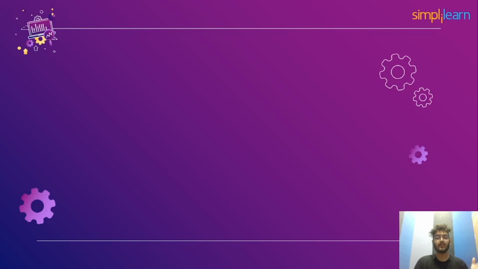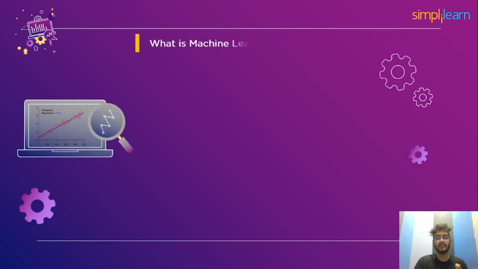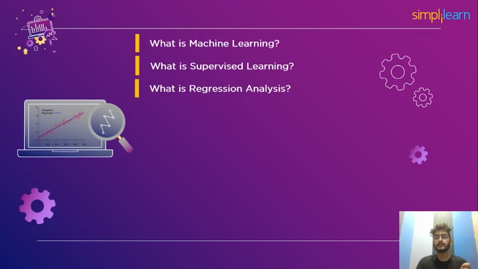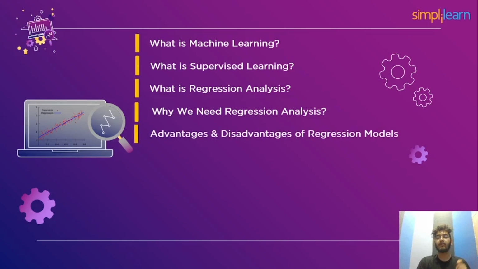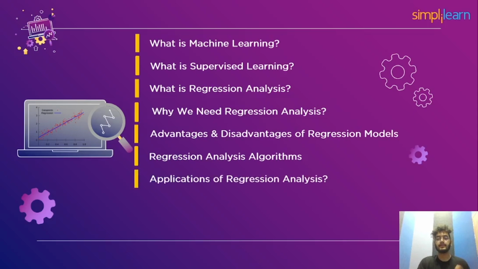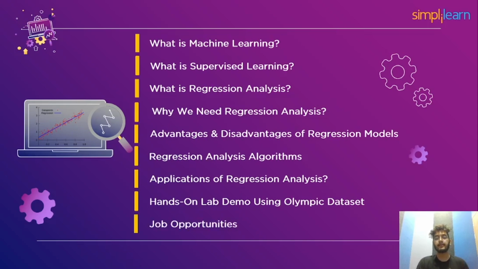Hey everyone, I am Mayank from Simplilearn. In this video, we will learn what is machine learning, followed by machine learning types. We will continue this session by understanding what is supervised learning, followed by its types. Moving forward, we will look at what is regression analysis. We will continue by understanding why we need regression analysis. After that, we will look at the advantages and disadvantages of different types of regression analysis models. Further, we will also see some popular regression analysis algorithms in detail, followed by application of regression analysis. After discussing regression algorithms, we will see a hands-on lab demo using Olympic 2022 dataset and how regression algorithms work. At last, we will end this video by discussing job opportunities in regression analysis.